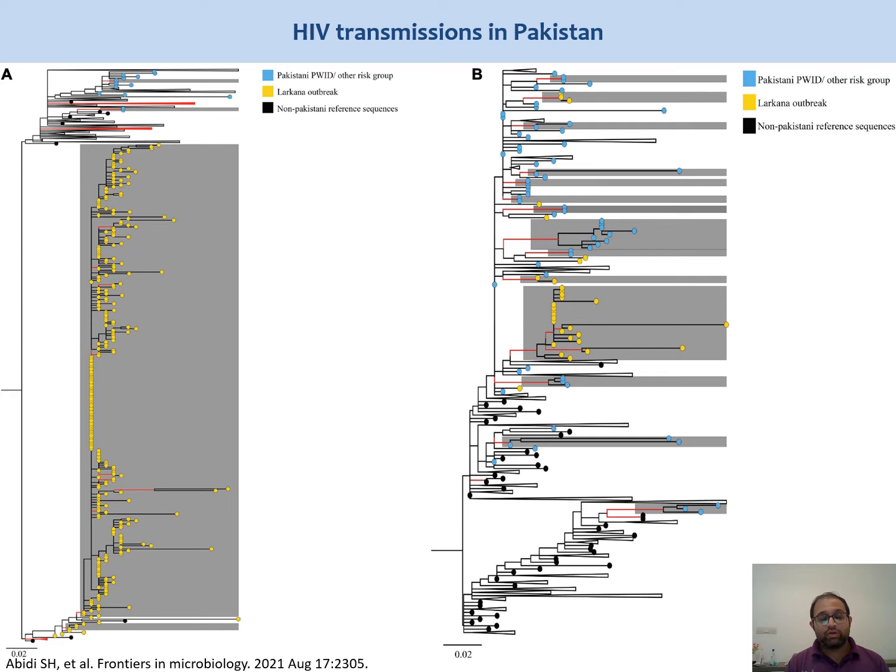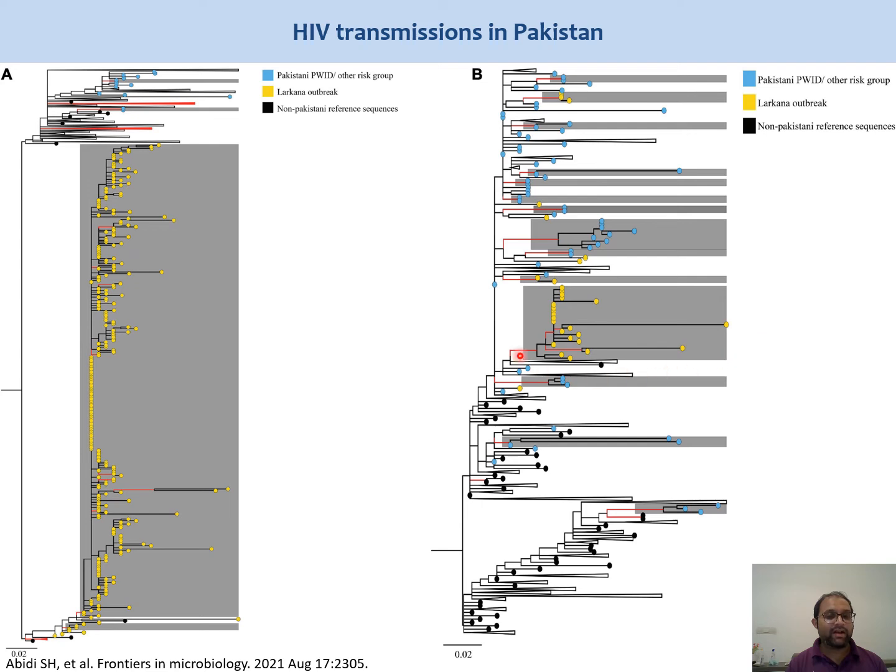Moving to a different region, which is our work in Larkana, you will see the situation is quite different. Here you'll see 3 different kinds of sequences. The black ones are the reference sequences, which are non-Pakistani, so you can ignore those for now. But the main relationship is between the Pakistani PWIDs or IDUs and other high-risk groups and the Larkana sequences. Larkana sequences are shown in yellow, and other high-risk groups are shown in blue.